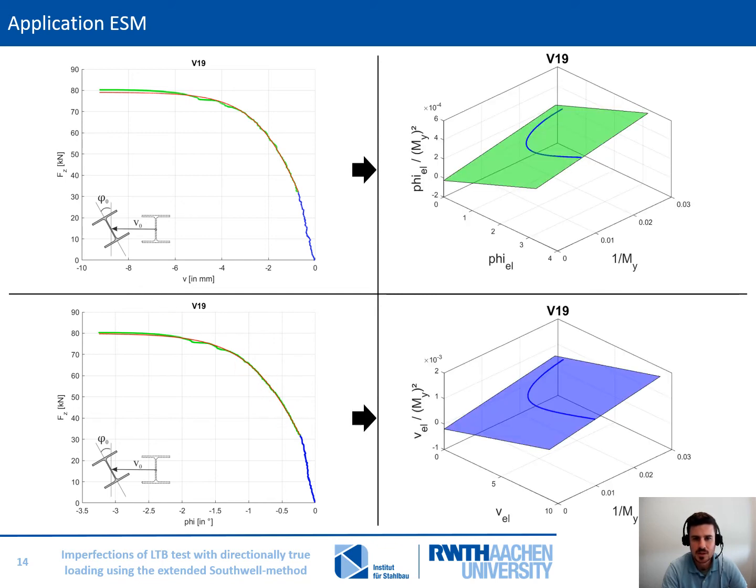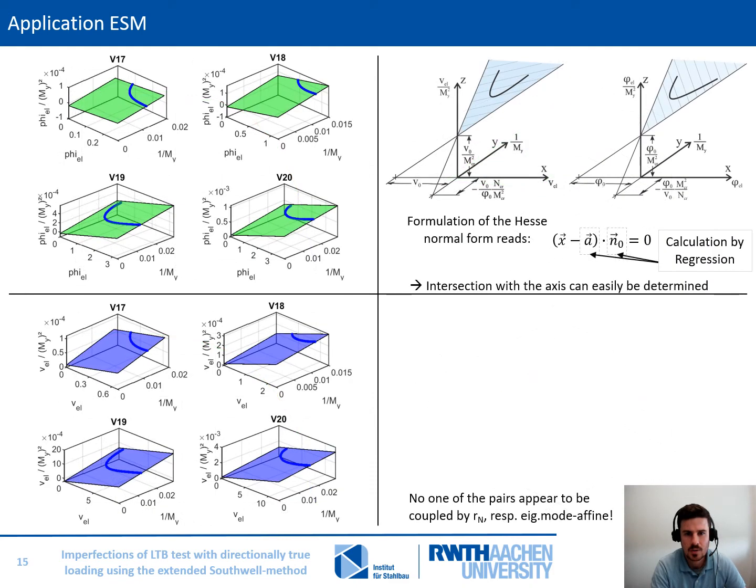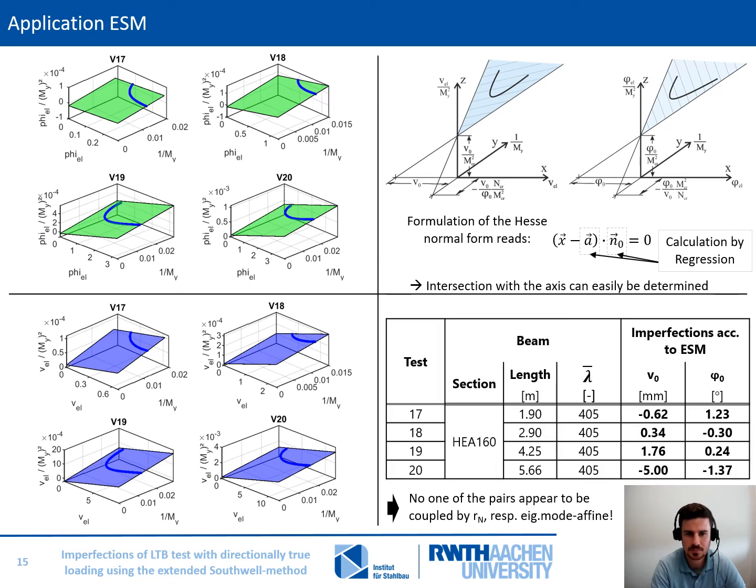It turns out that the mathematically treated experimental data lie in fact not only in space curves, but also in skewed space planes. And we have done this procedure for all tests. With the calculation of a regression plane, we can easily determine the intersection with the axis and then recalculate the imperfection values as it had been seen at the beginning of the presentation. The final result is shown in the table below.